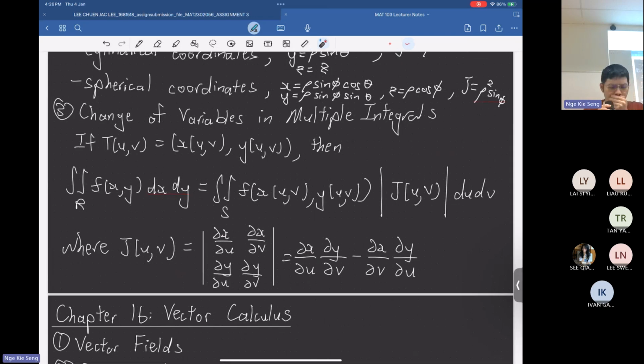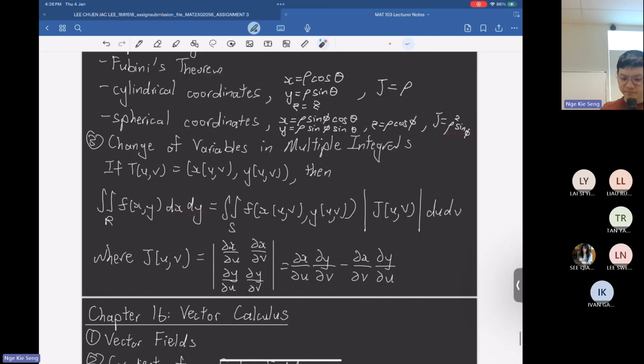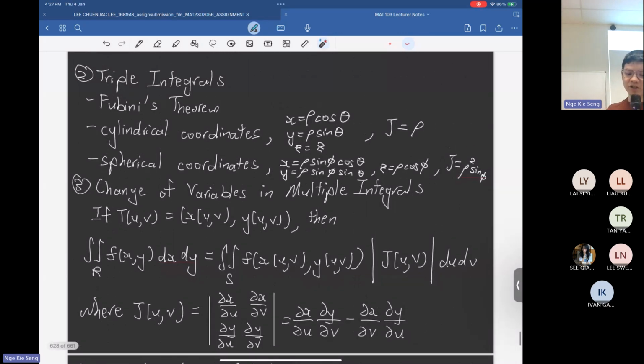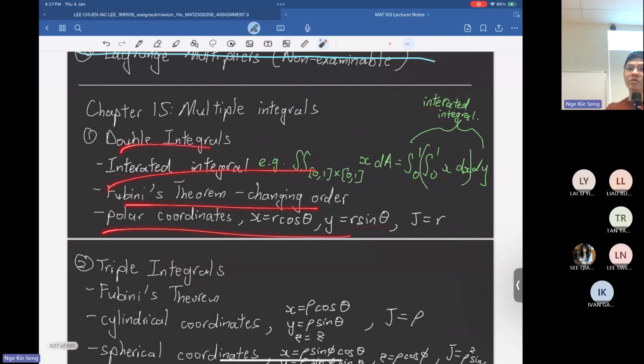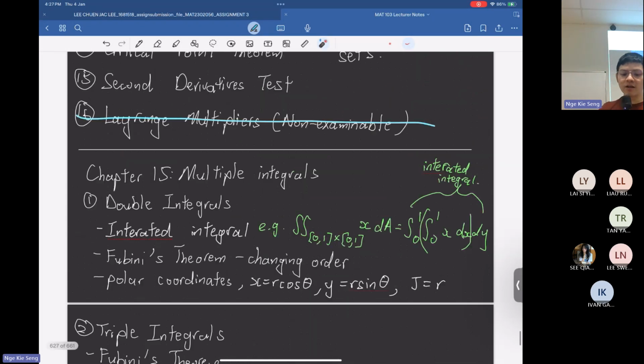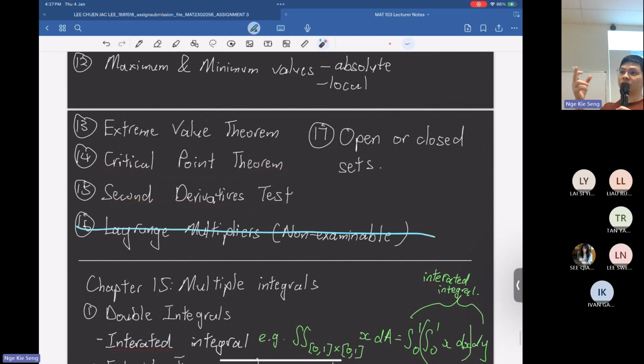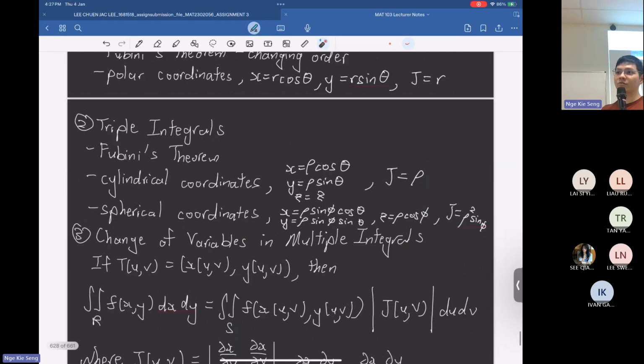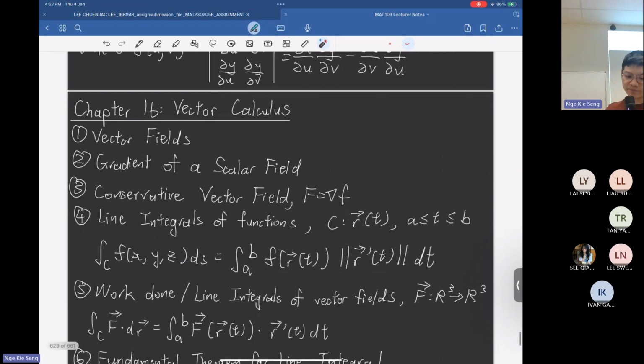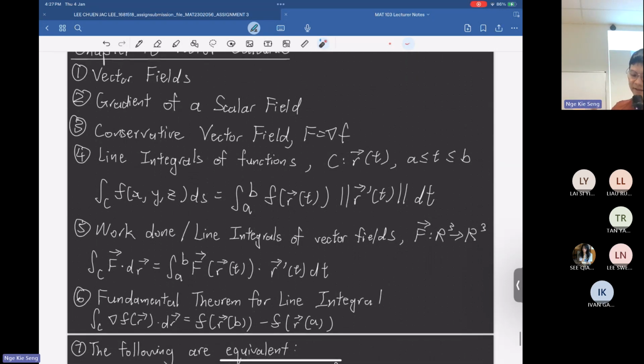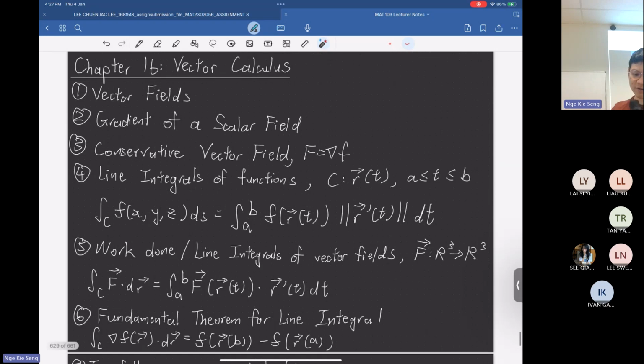And make sure that for each topic here, you have at least one example in your mind that you know how to do, one example where you know how to use it and how to apply it. Okay. And then the next main thing is vector calculus.